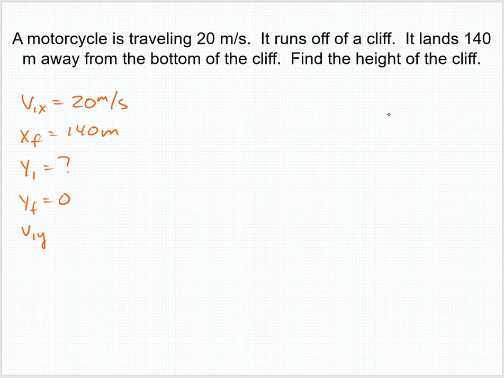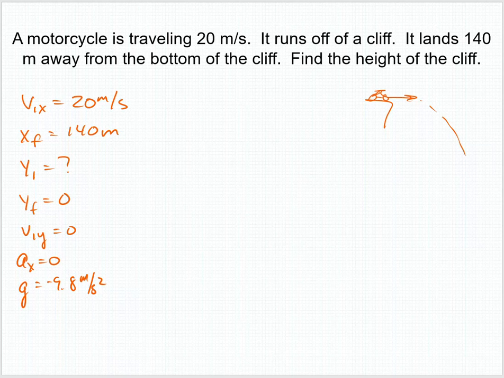VIY, because it came off the cliff. So here's our cliff. I'll put an example here. Here's our cliff. The motorcycle goes off the cliff. So that has no Y velocity. It also has no acceleration in the x direction. But what is going to accelerate it? Gravity is going to make it come down. So gravity is negative 9.8 meters per second squared.